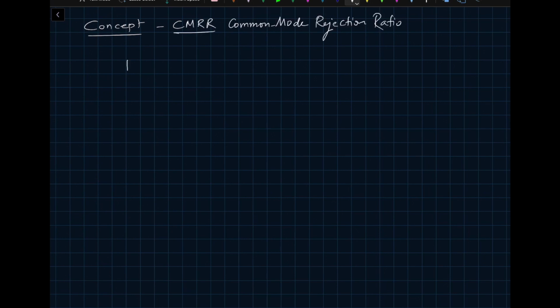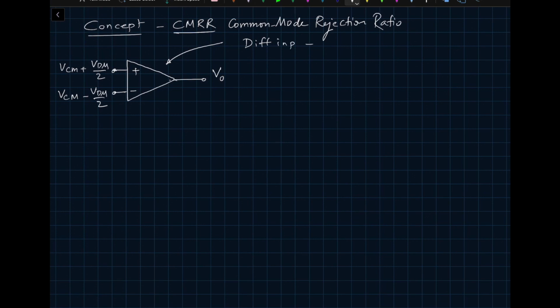Now, I would like to introduce you to a new concept, CMRR. This is called common mode rejection ratio. Let's start with a simple block diagram representation, plus, minus, and here is your output. At one input we are applying VCM plus VDM divided by 2, and at the other input will be VCM minus VDM divided by 2. Then say this is your output, V output. This particular amplifier has differential input and single-ended output. This is important because I'm going to compare the two cases so that you can represent this accurately.